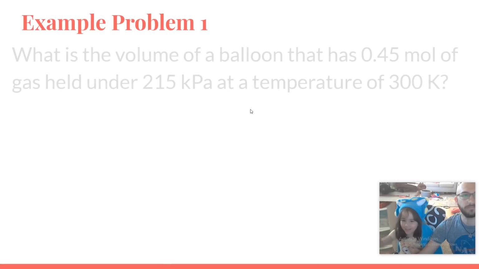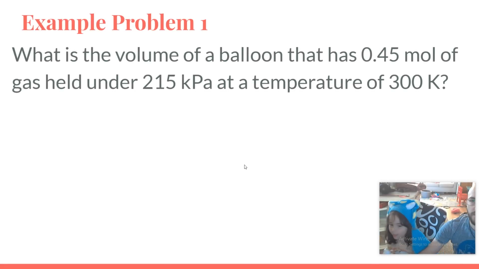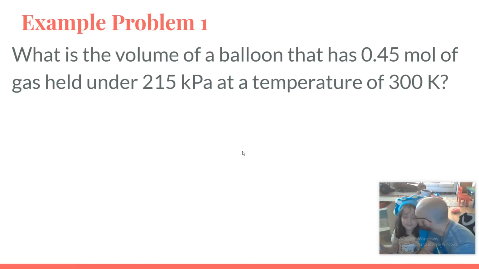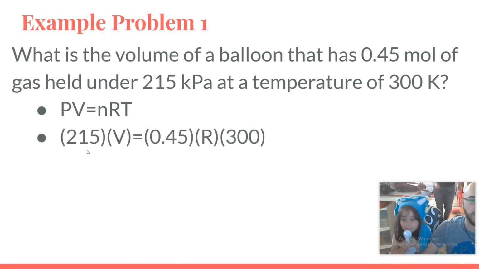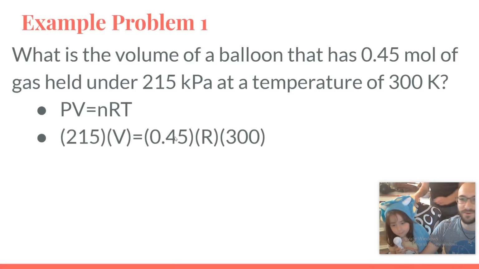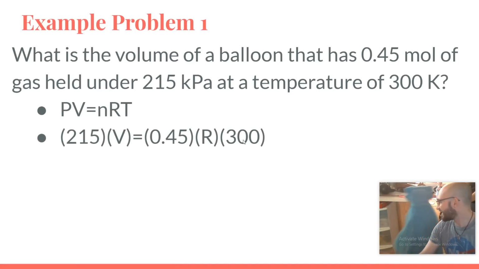Shh, you're doing chemistry. What is the volume of a balloon that has 0.45 moles of gas held under 215 kilopascals at a temperature of 300 Kelvin? All right, pause. If you're still watching this, you must have finished the problem. Here's what you do. First, you got your equation. PV equals nRT. You plug in your knowns. You know the pressure. You know the number of moles. You know the temperature.